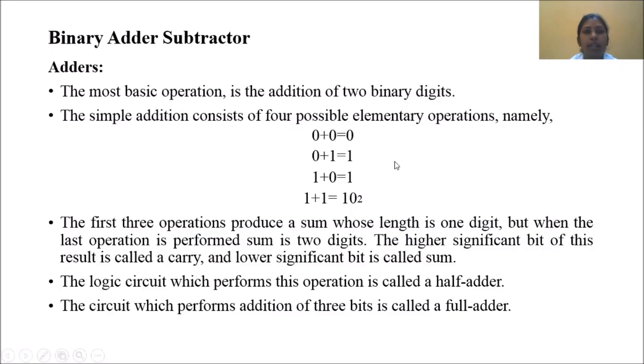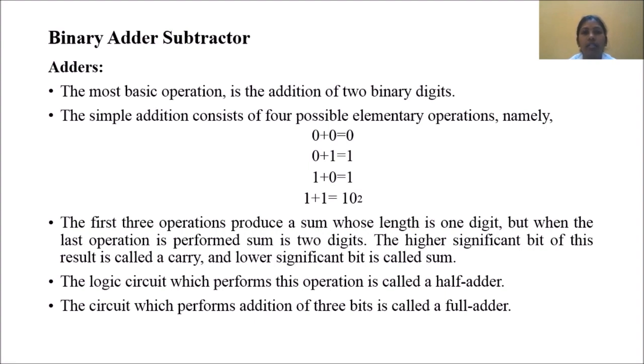Study about the binary adder subtractor and then magnitude comparators. So adder, the most basic operation is the addition of two binary bits. The combinational circuit which performs the addition of two binary digits is called an adder. The simple addition of binary bits consists of four possible elementary operations: 0 plus 0, 0 plus 1, 1 plus 0 and 1 plus 1.